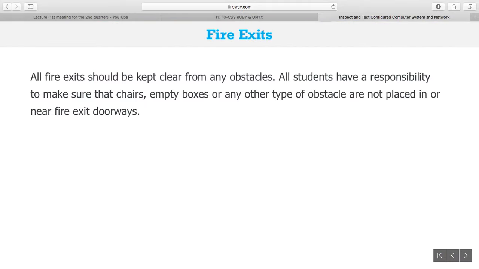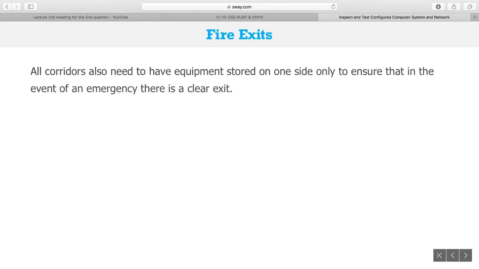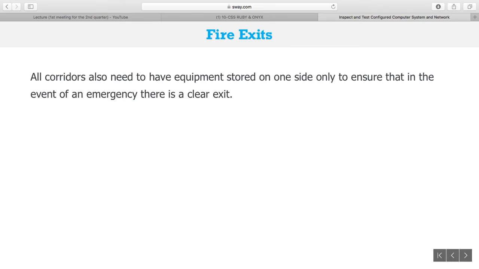Fire exits. All fire exits must be kept clear of obstacles, meaning there should be no chairs blocking the fire exits, no boxes, or any other type of obstacles placed near the fire exit doorways, because that may block the number of people who are passing through that exit. All corridors need to have equipment stored only on one side. That is to ensure that the other side is clear.